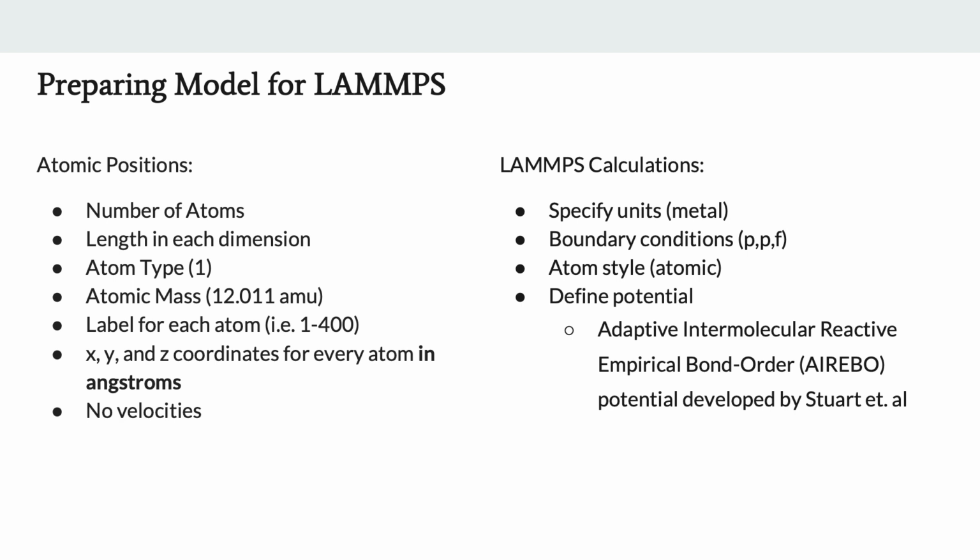The biggest difference here between the atomic code is the coordinates. So LAMMPS requires the positions in angstroms as opposed to the positions as a fraction of the total length.